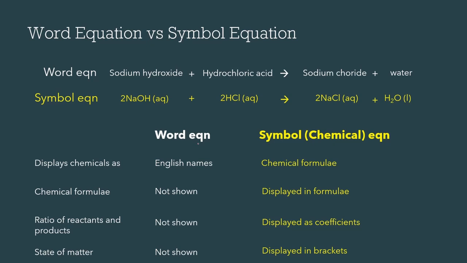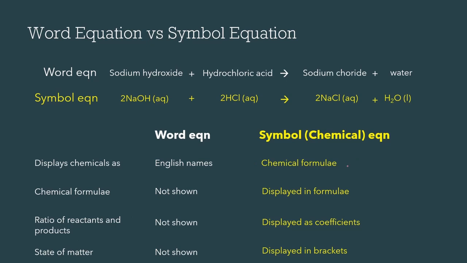Word equations contain no information on the chemical formula of the reactants or the products, whereas symbol equations do contain such information. Next, word equations also do not contain information regarding the ratio of reactants to products. You can probably guess this because word equations are written in words, whereas ratios are numbers, right? And there are no numbers anywhere in a word equation, so obviously it cannot contain such information.